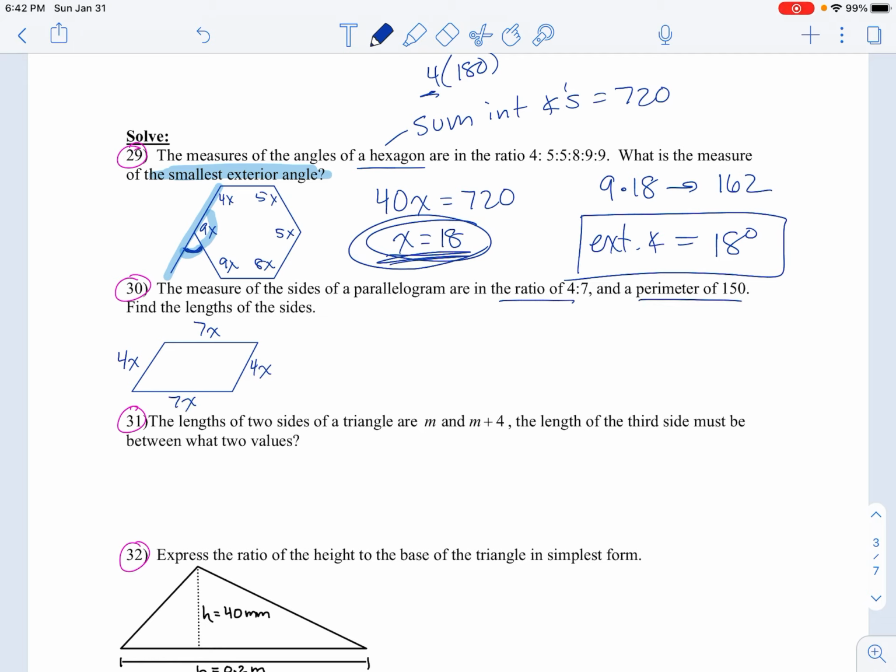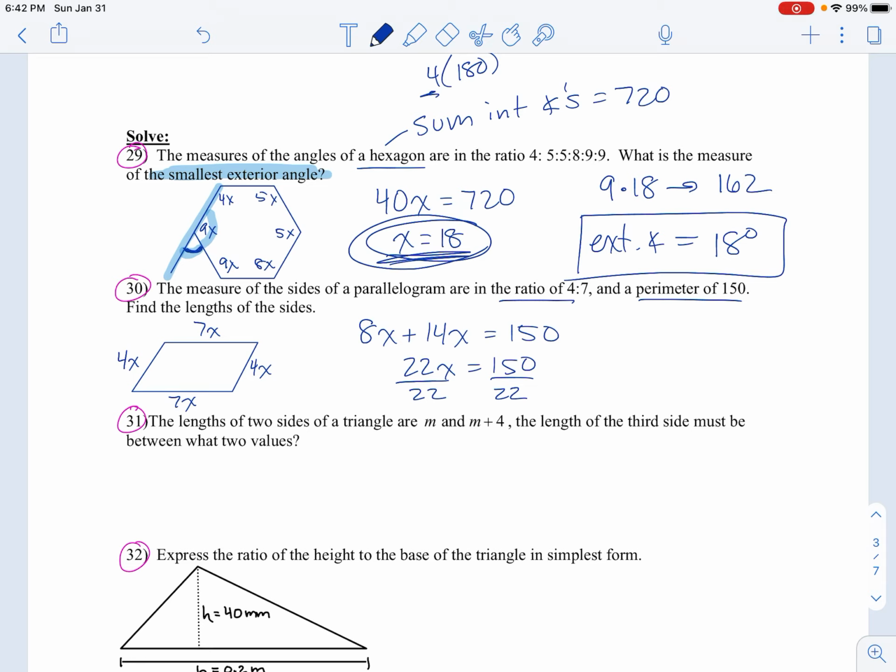All right, perimeter, I'm going to add up all 4 sides here. So let's see, I have 2 sides of 4 and 2 sides of 7, and I'm going to add up and it will be 150. That's going to give me 22x is 150. I need to divide by 22.